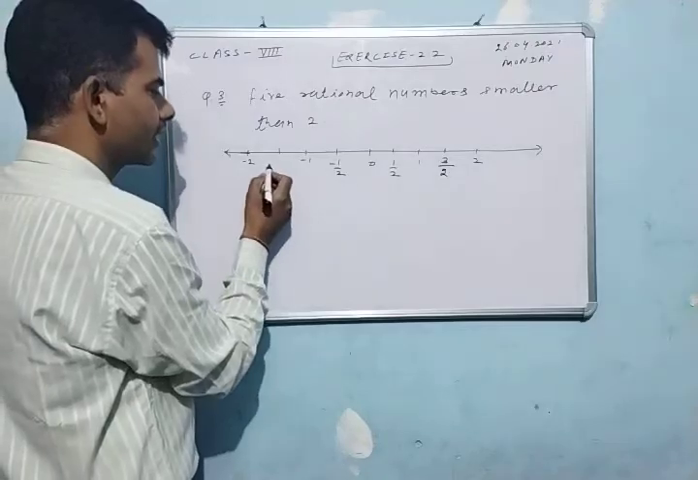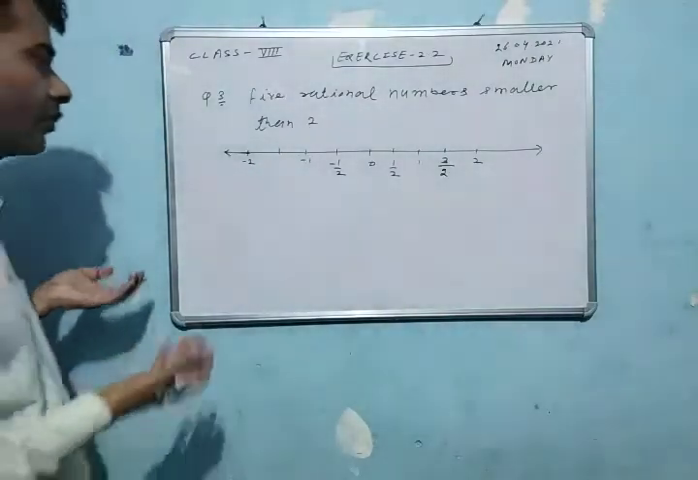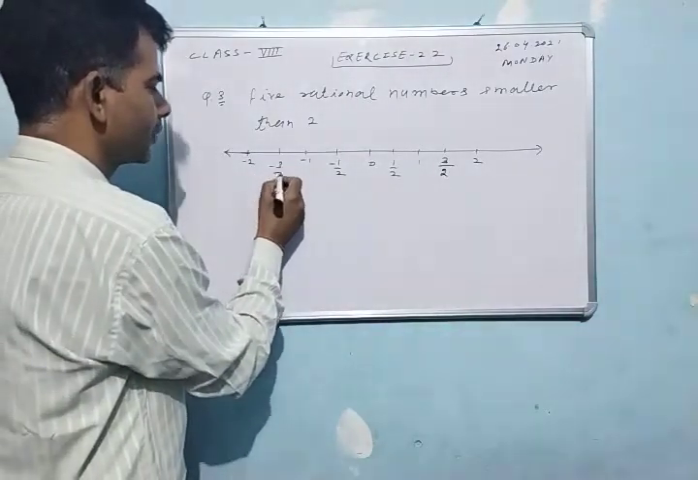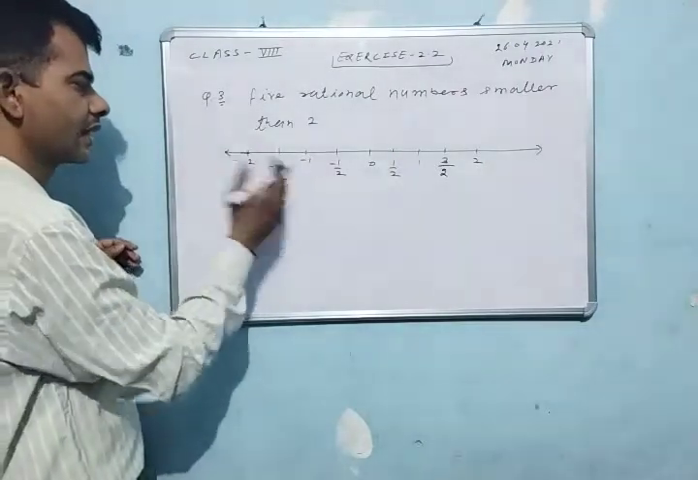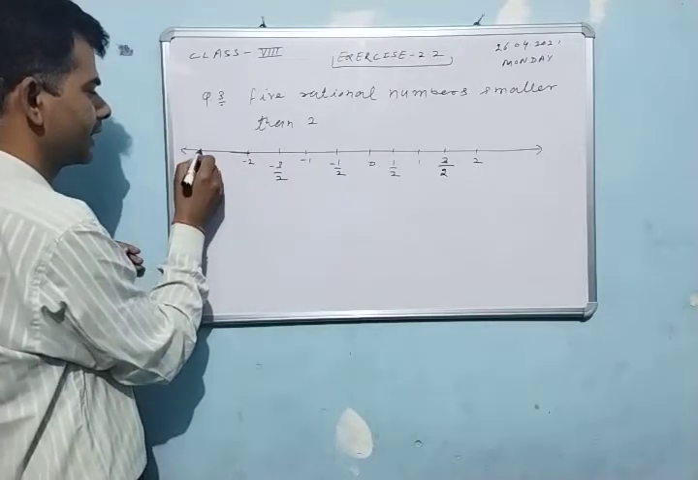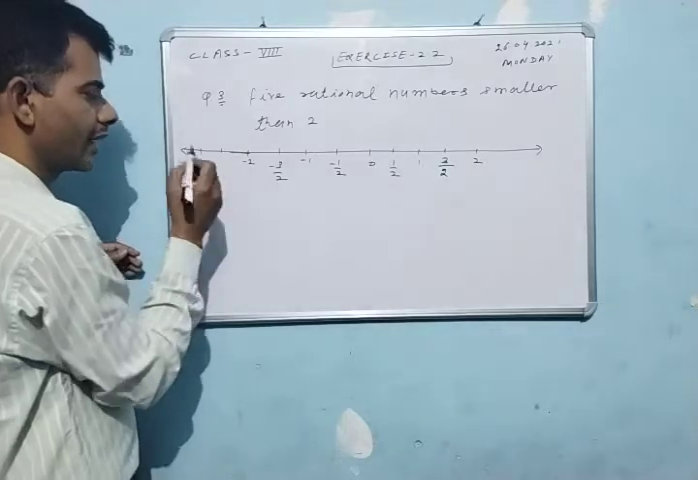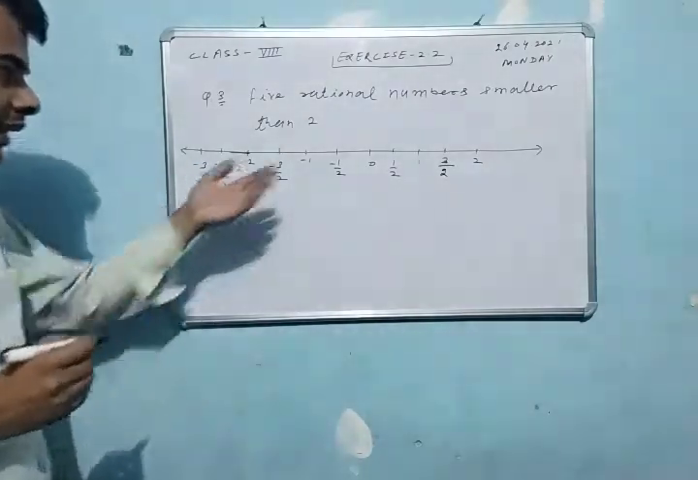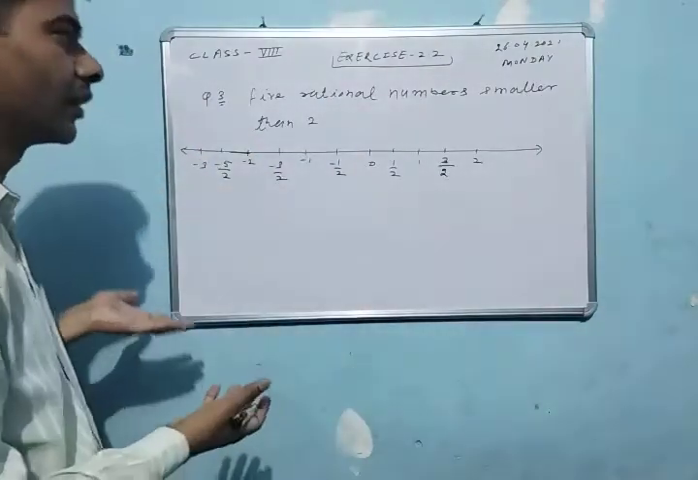Same as that, between minus 1 and minus 2 is minus 1.5, and minus 1.5 is minus 3 by 2. Minus 2, and then minus 2.5, that is minus 5 by 2. These are rational numbers. You can write so many rational numbers.